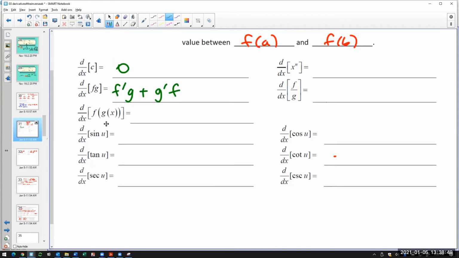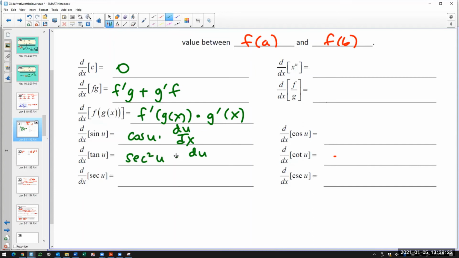The derivative of f of g of x. Chain rule, right? It's the derivative of the outside, but leave the inside alone, times the derivative of the inside. What's the derivative of sine u? Is it cosine u? Don't forget though, times du dx. It's not just cosine u, but cosine u times the derivative of your u. What's the derivative of tangent u? Secant squared u times du dx. And what's the derivative of secant u? Secant u times tangent u times du dx.